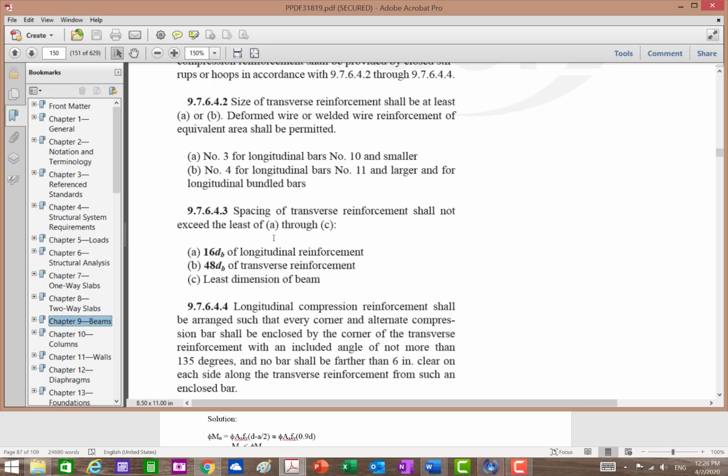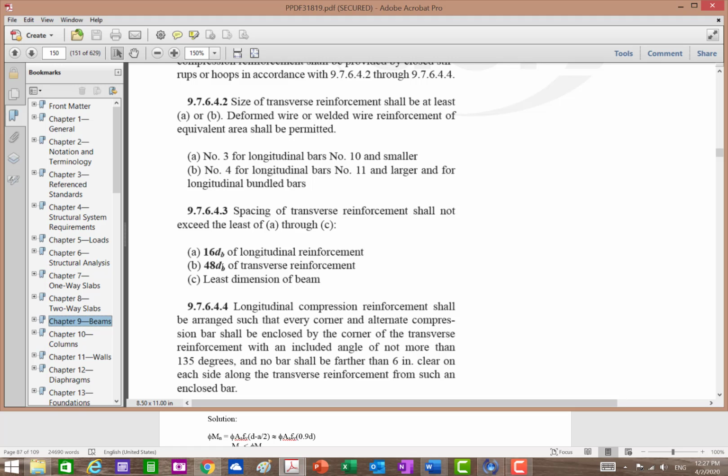They had to have a spacing of 16 times the diameter of the longitudinal reinforcement. That is your compression bar. So if your compression bar is a number 8, which has a diameter of 1 inch, then these ties have to be spaced at 16 inches. That's one choice.